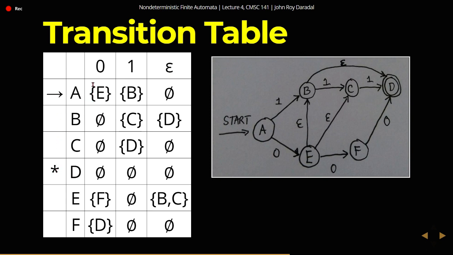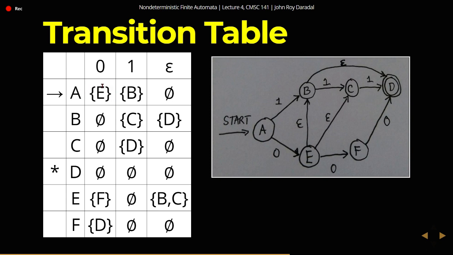So A on 0 goes to E. But take note, it should be in set notation. So you wrap it in curly braces because it's a set of states. Even if there's only one, wrap it in curly braces because it should be a set. That's the difference between your DFA and NFA. In the DFA, you're assured of one state. In the NFA, even if it's only one state, it should be in set notation.